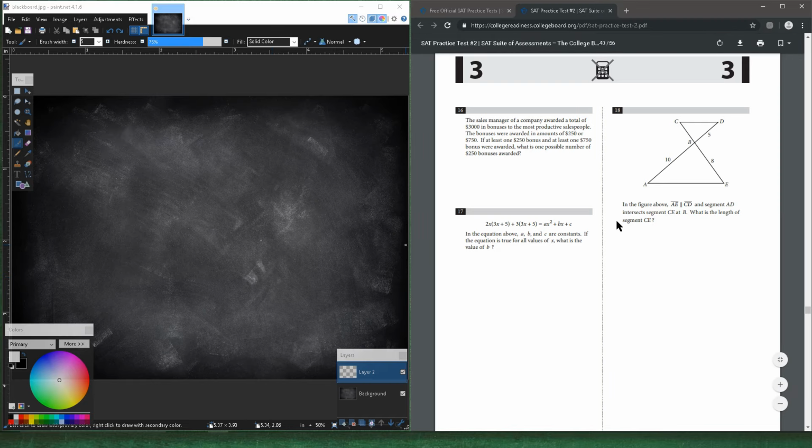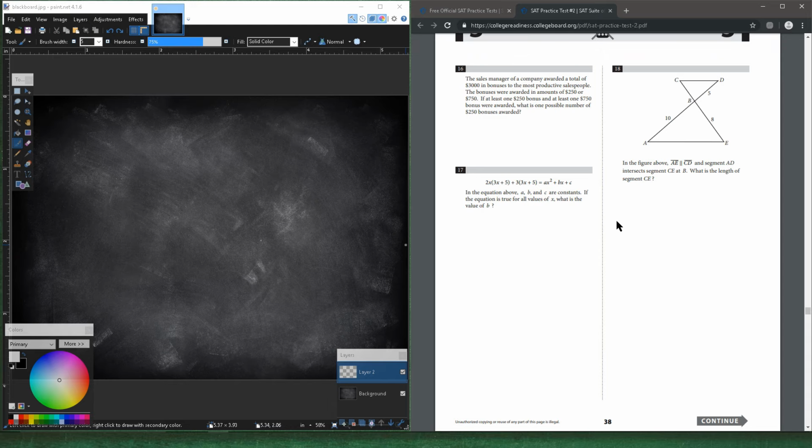Number 17. In the equation above, a, b, and c are constants. If the equation is true for all values of x, what is the value of b? Since it's true for all values of x, that means the equation on the right has to be the same as the equation on the left. So let's distribute that out first.